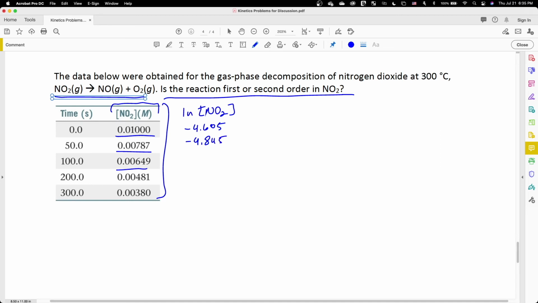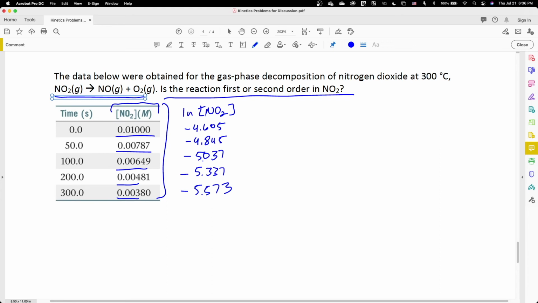If I take the natural log of 0.00649, then I get negative 5.037. If I take the natural log of 0.00481, I get negative 5.337. And then lastly, if I take the natural log of 0.0038, I get negative 5.573. Okay? So now that I have that, I need to graph it, right? I need to graph it.